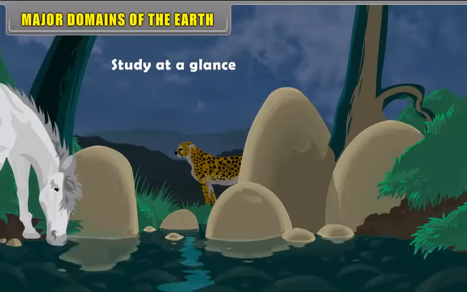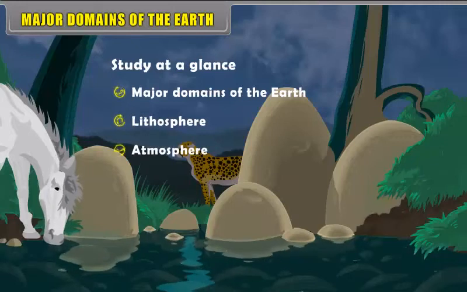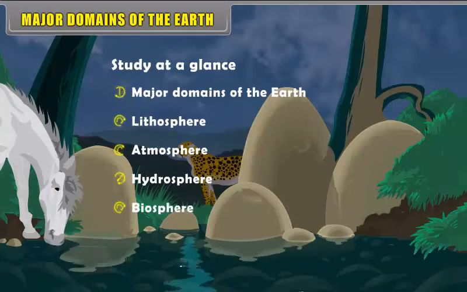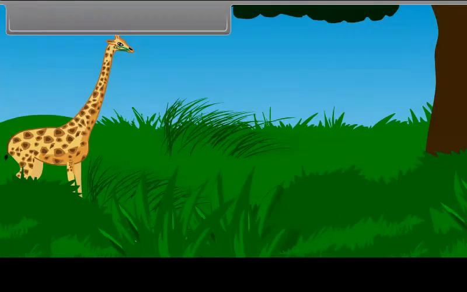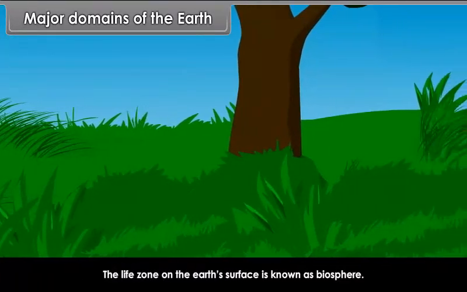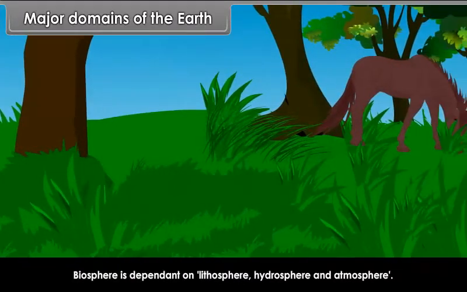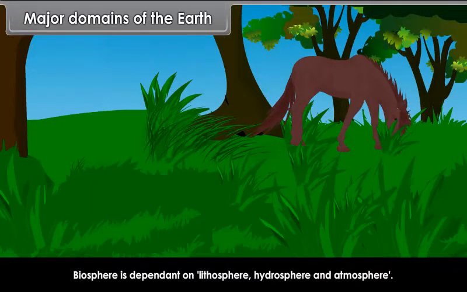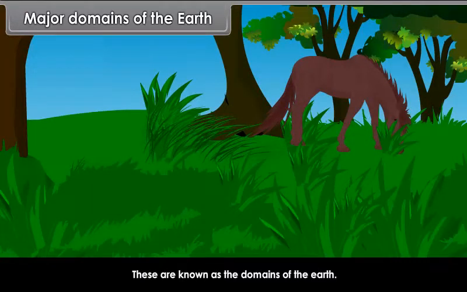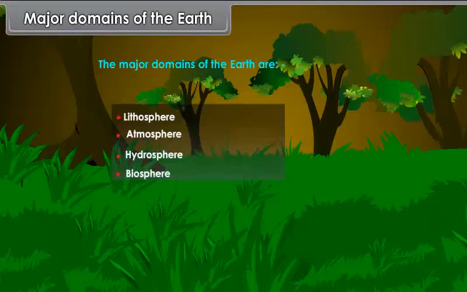Study at a glance. Major domains of the Earth: lithosphere, atmosphere, hydrosphere, biosphere. The life zone on the Earth's surface is known as biosphere. Biosphere is dependent on lithosphere, hydrosphere and atmosphere. These are known as the domains of the Earth. The major domains of the Earth are lithosphere, atmosphere, hydrosphere, biosphere.